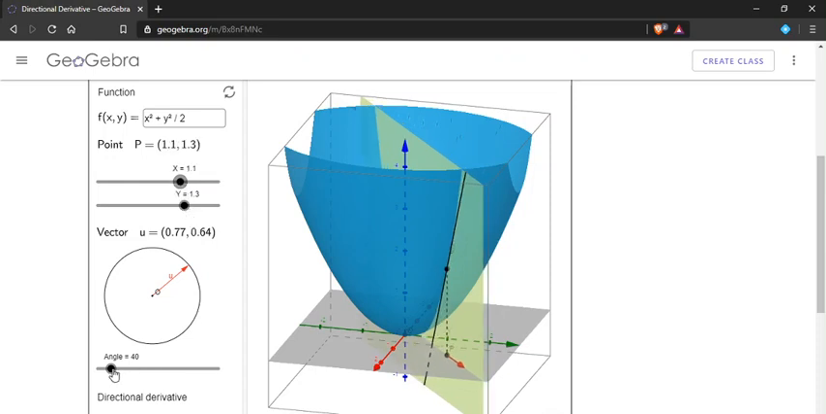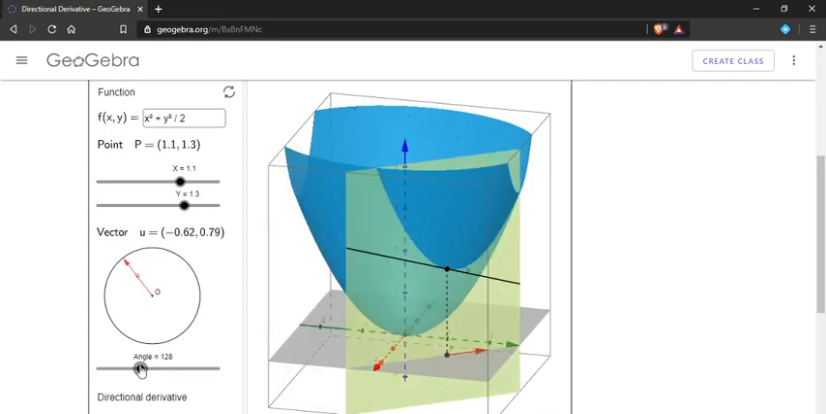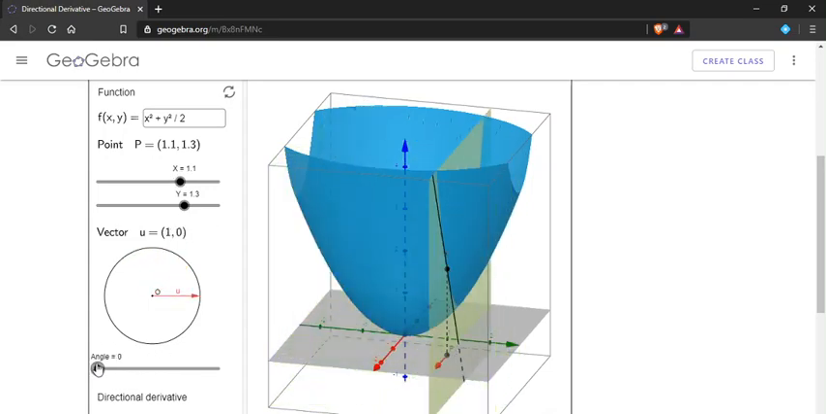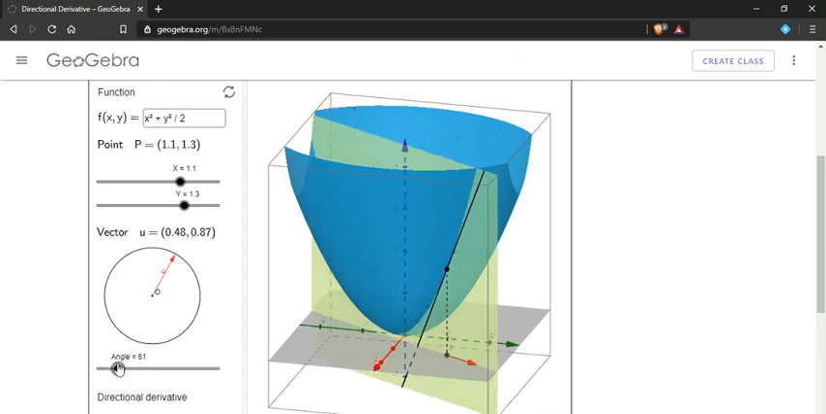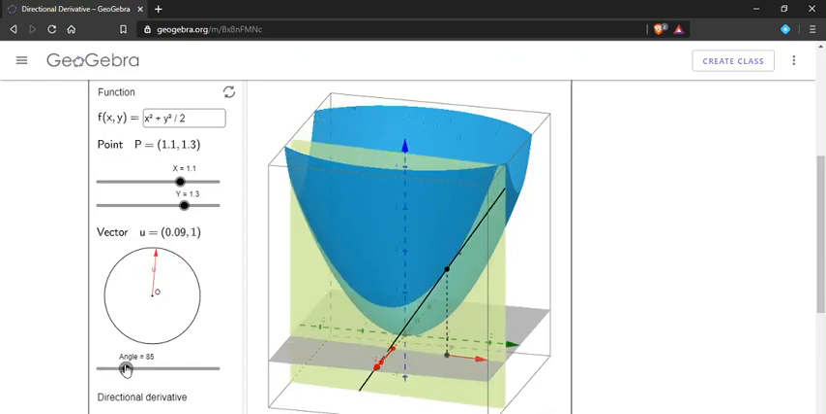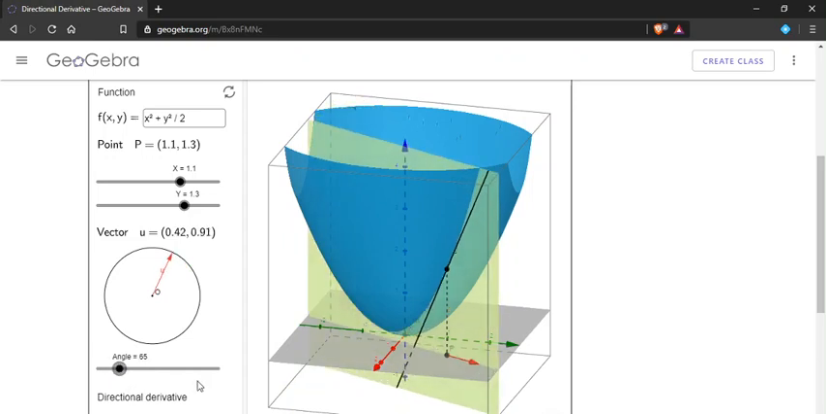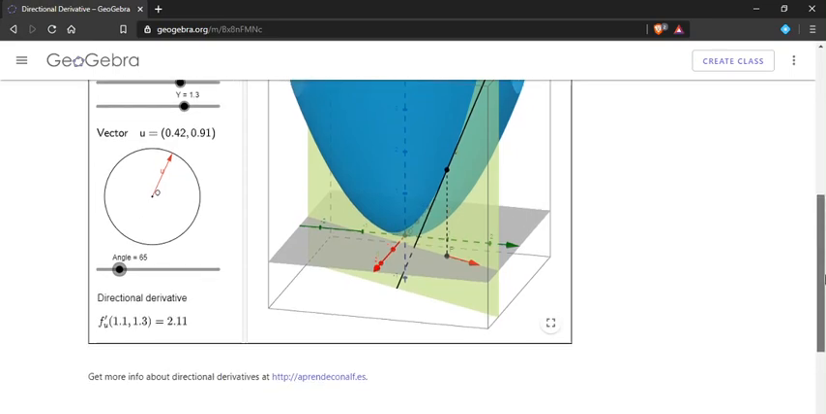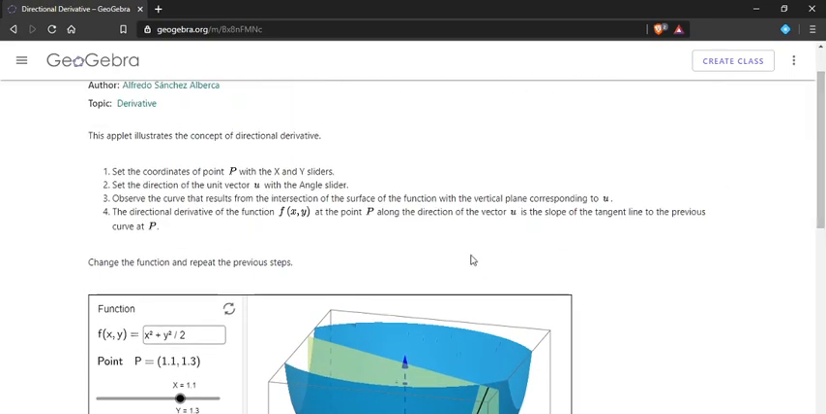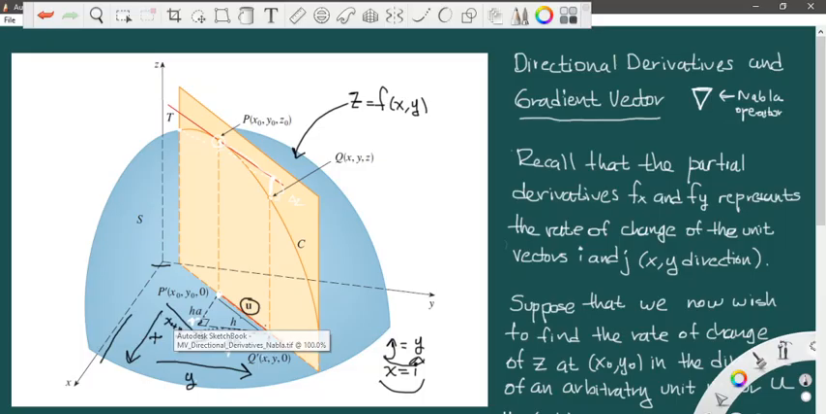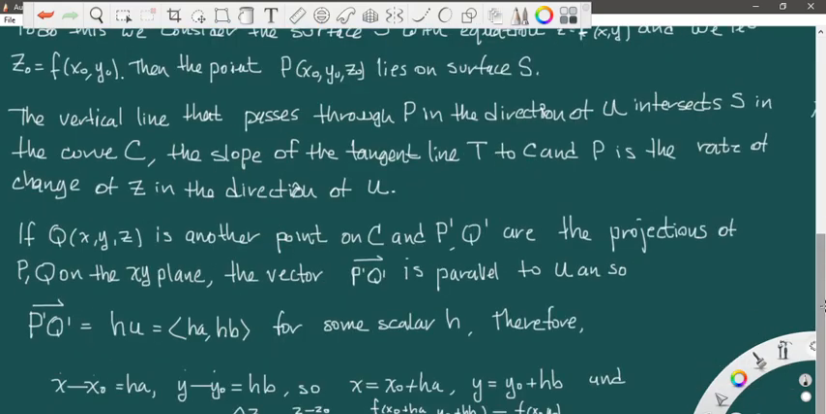Okay, so we are no longer dealing with only this or this, and we can get the derivative of the function at a point in any direction thanks to the directional derivative. Okay, so I'm expecting this to be clear enough for you. And in our next video, let's work an exercise so we can have this a little bit clearer.